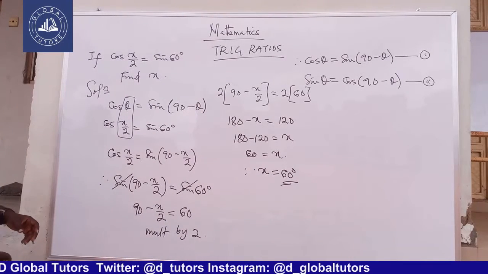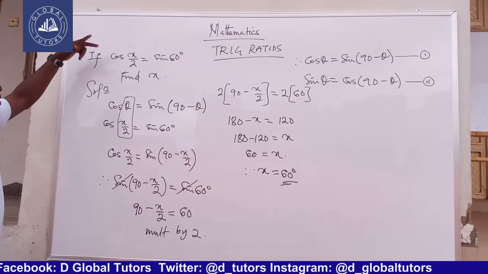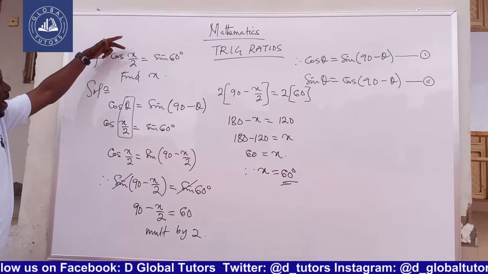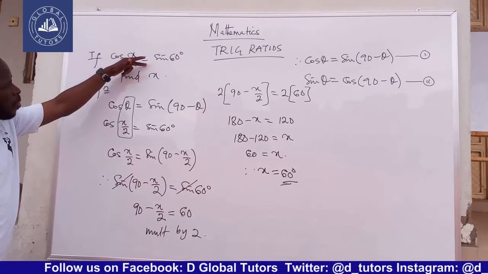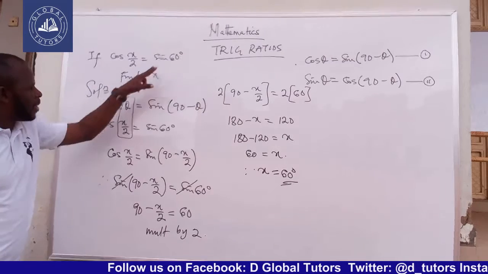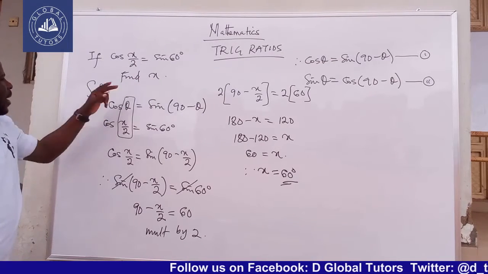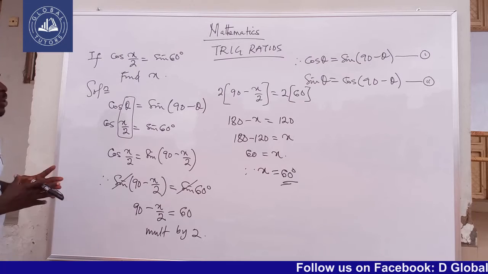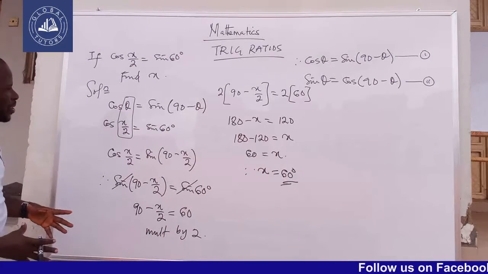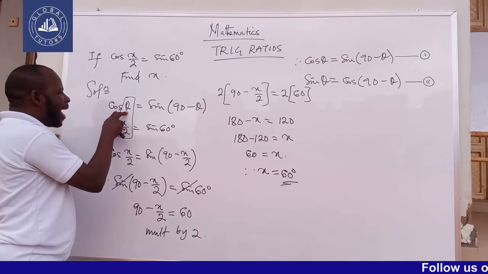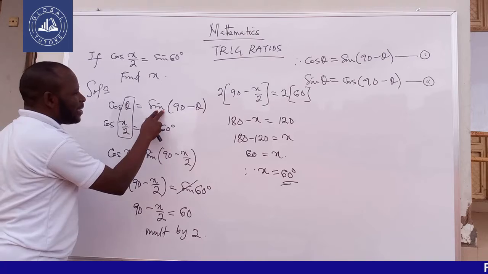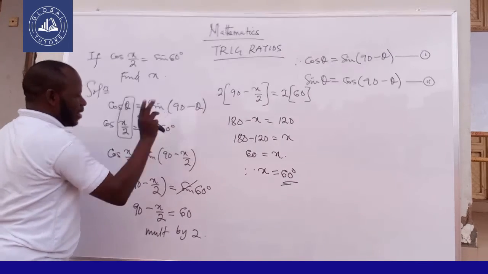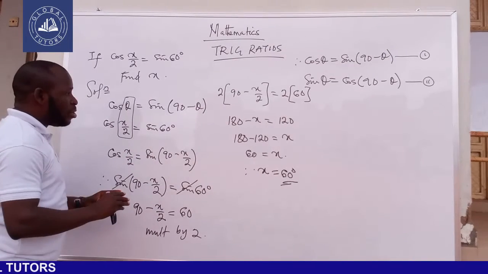I'll go through the solution again. The question says, if cos x over 2 equals sine 60 degrees, find x. Now, how do we solve that? We already know from the relationship between sine and cosine that cos theta is the same thing as sine 90 minus theta. It is a known fact.